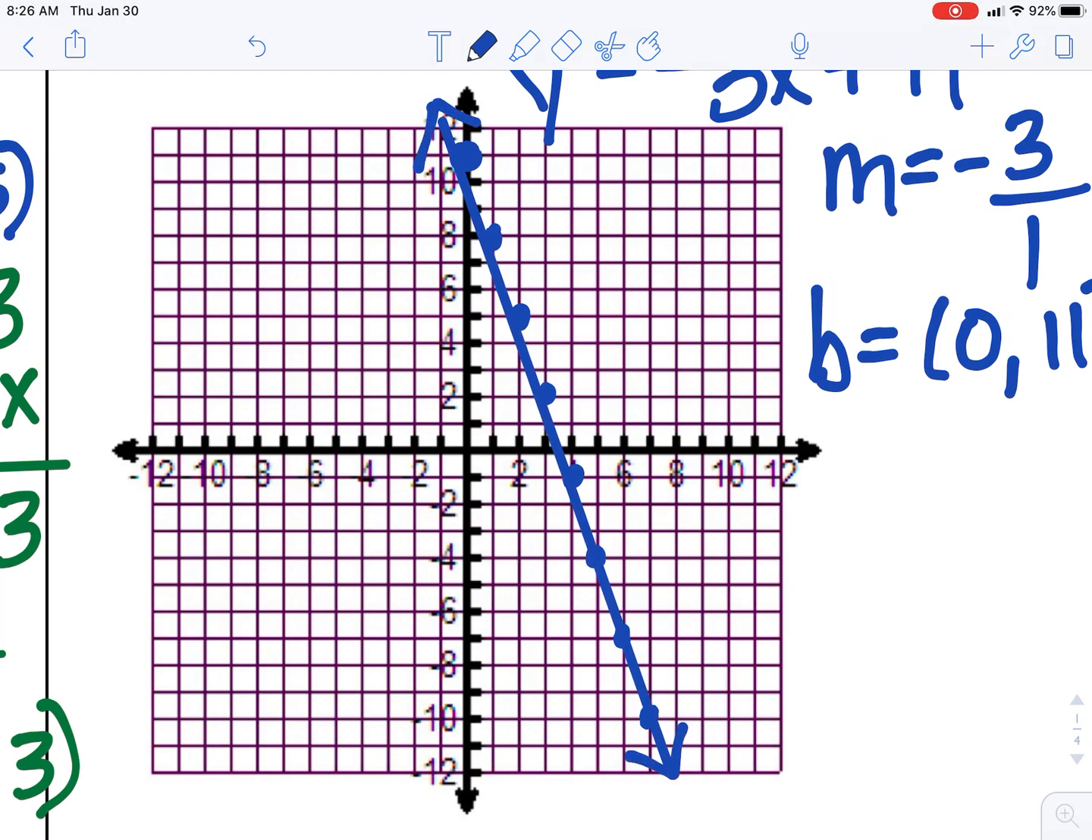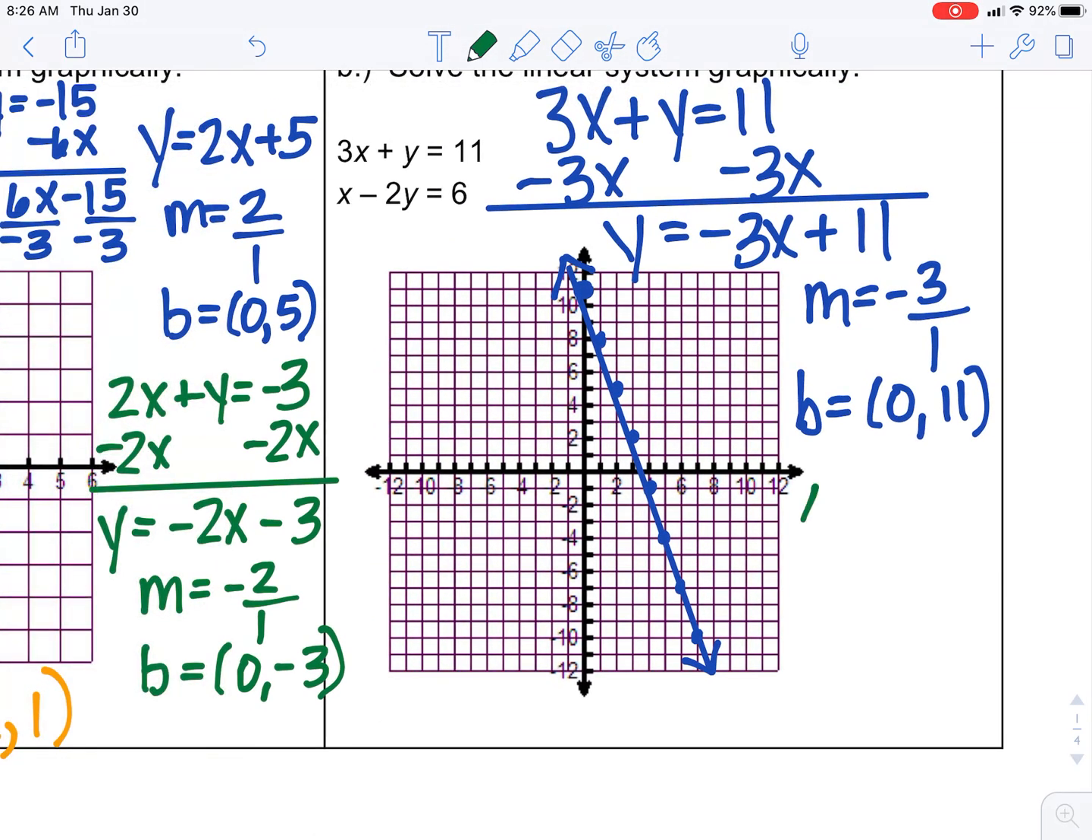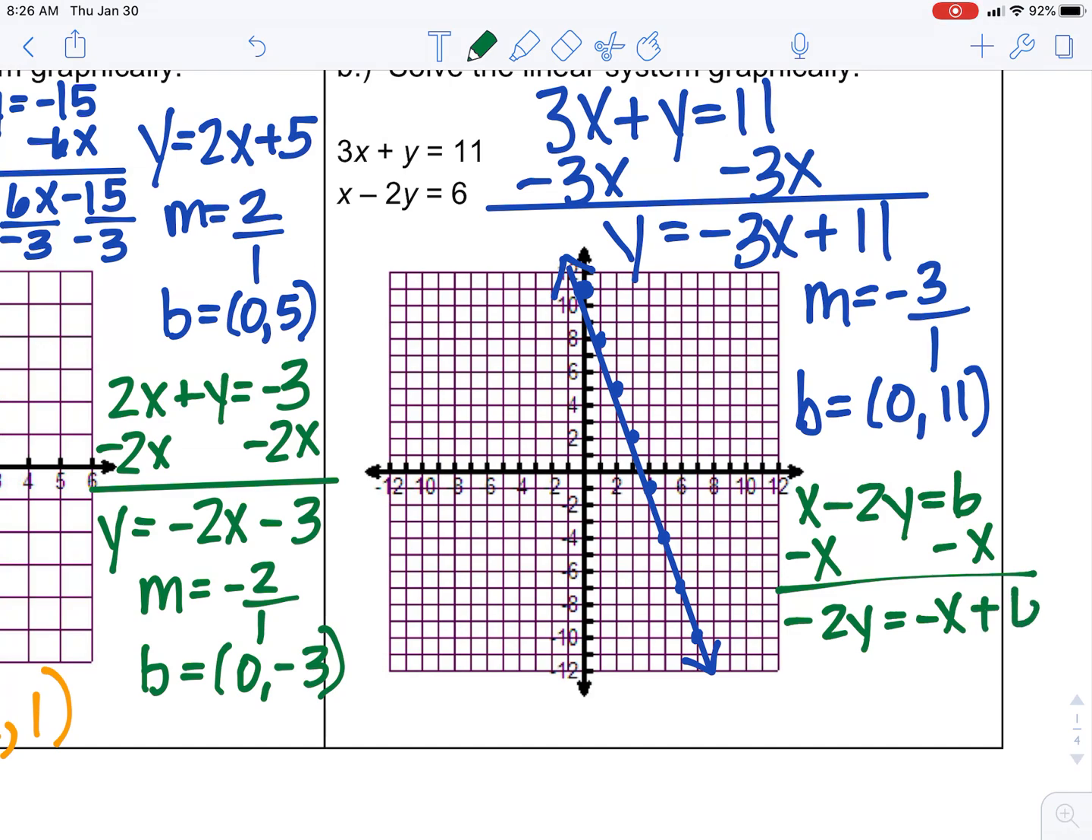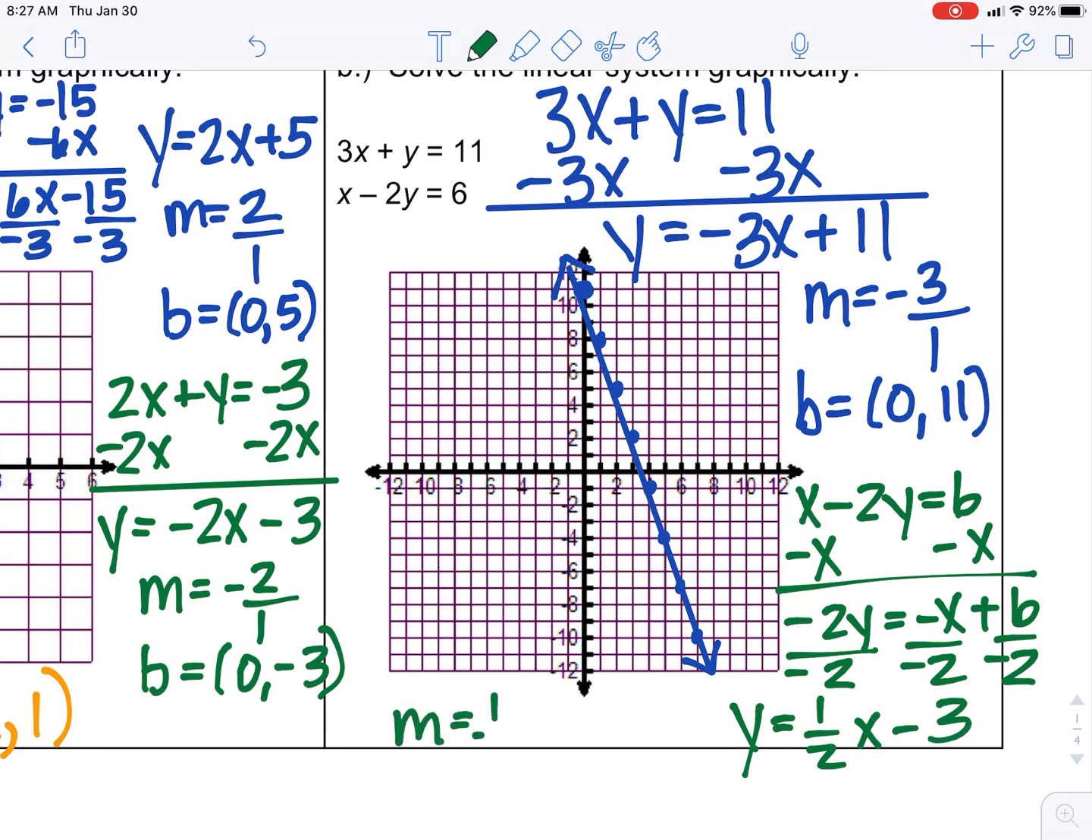Making sure I have arrows on my linear equation. And then I can move on to my second one. So I have x minus 2y equals 6. I subtract x from both sides to get negative 2y equals negative x plus 6. I divide each term by negative 2, and I get y equals 1/2 x minus 3, where my slope is 1/2 and my y-intercept is 0, negative 3.